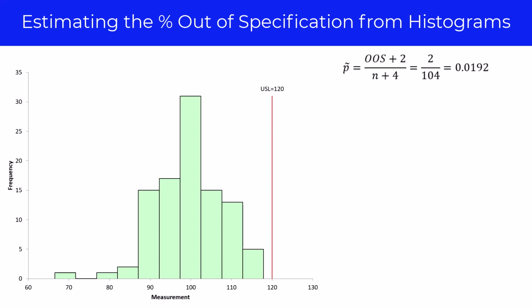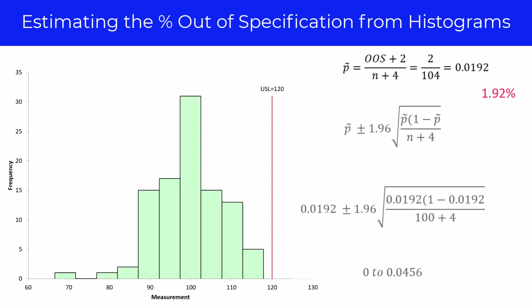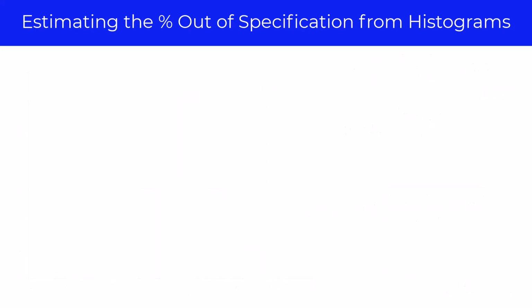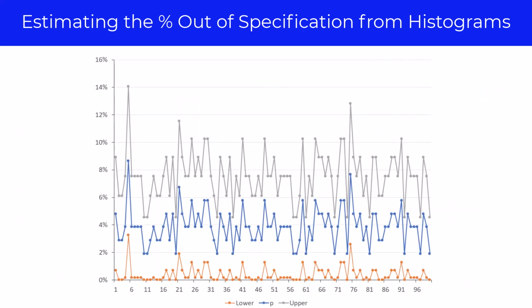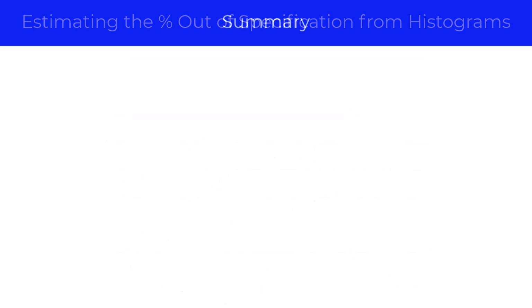Now here's the one that had 0 out of spec. In this case, the Wilson point estimate is 1.92%. And you can put in your confidence intervals, and it goes from 0 to 4.56%. So even if your histogram doesn't have any out of spec, it's possible that there's some there. And if you do this for all 100 histograms, you can see our chart here where we have the lower, the Wilson point estimate, and the upper. There's a lot of variation in the results you can get from histograms.